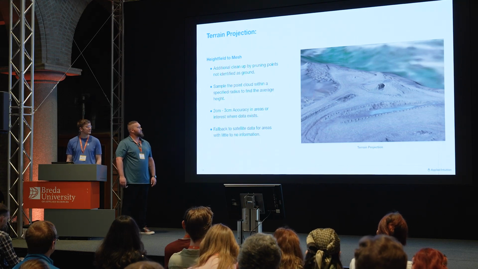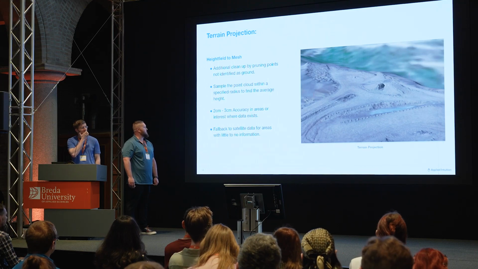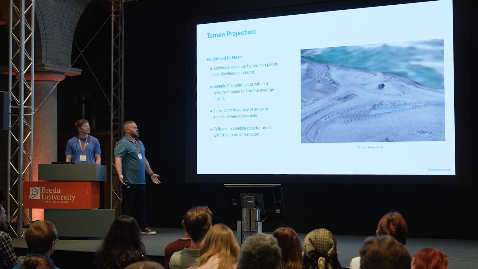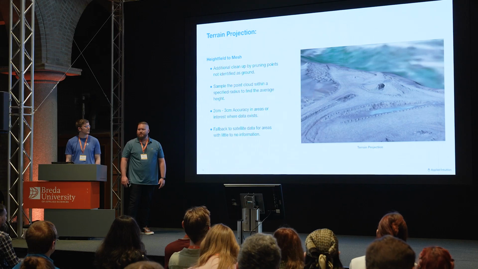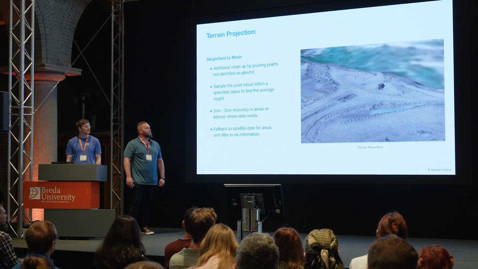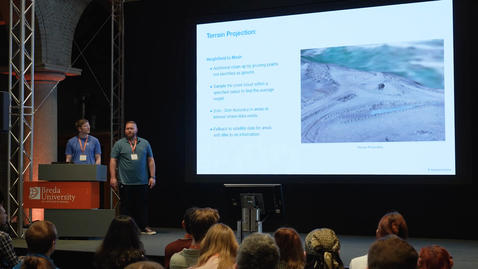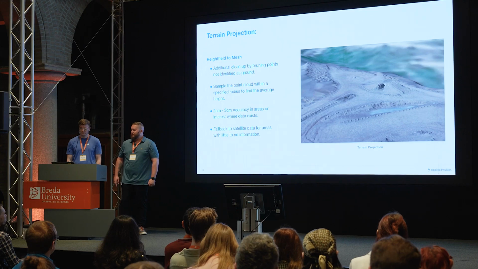So that gives us a nice terrain within 2 to 3 centimeters of accuracy in areas of interest and where data exists. That's the most important part. And then obviously there's always cases where you don't have data. You can't see, or the vehicle can't see, the drone didn't pick up, whatever it may be. So we would always fall back to using satellite data at that point. And you can see that here in the top right corner. It's much blurrier, much less detail, but we fill that in with post-processing afterwards.